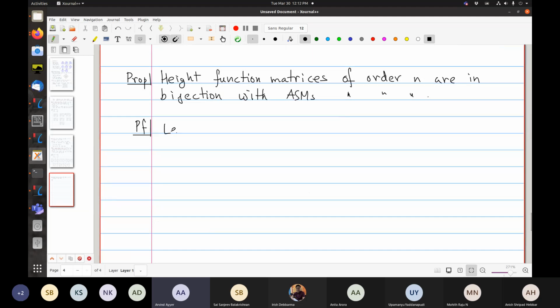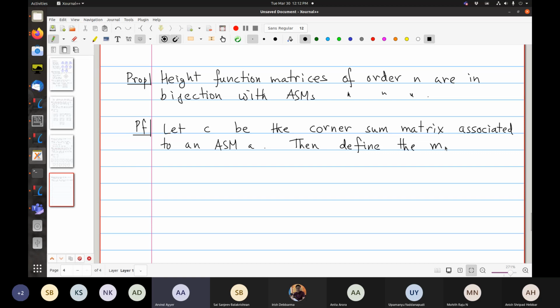So let C be the corner sum matrix associated to an ASM A, then define the matrix H by H_ij = i + j - 2C_ij.